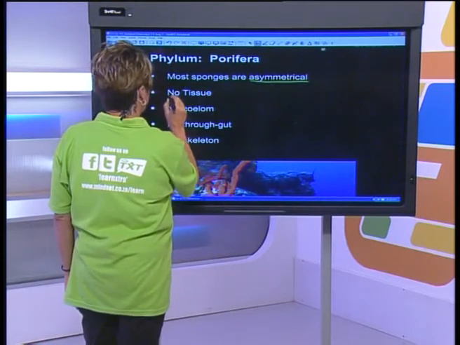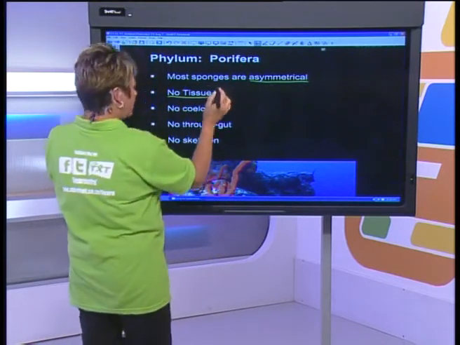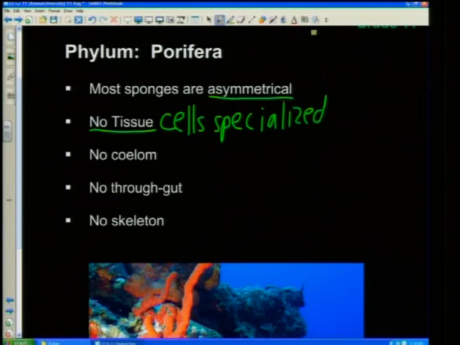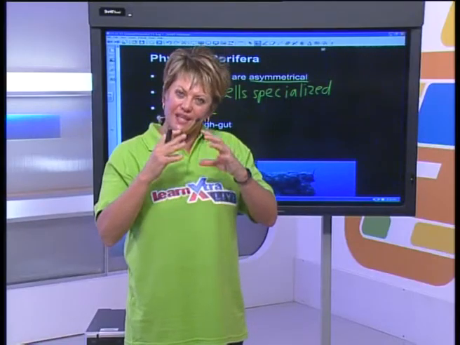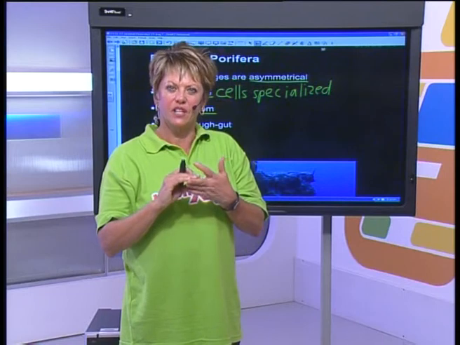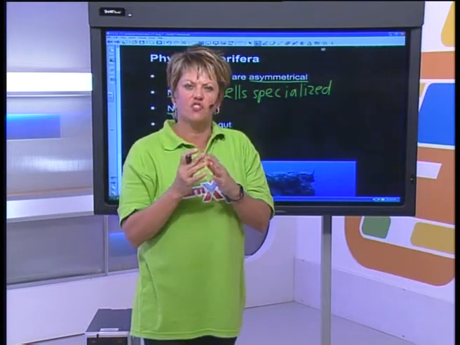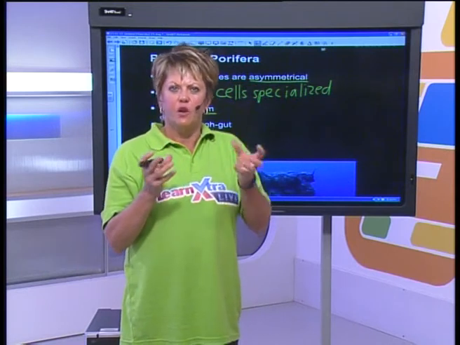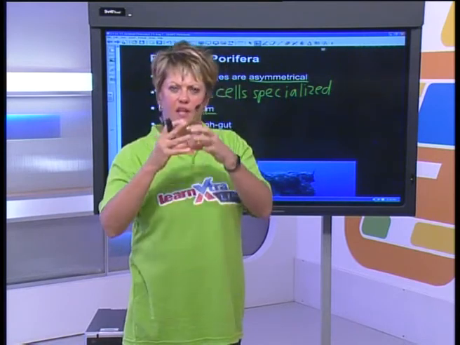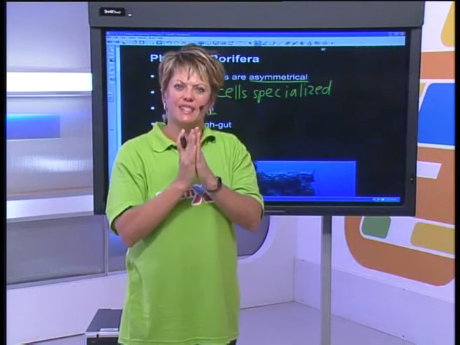The next point: there's no tissue. There are only cells, and the cells are specialized. So there are no tissues and no organs. There's no coelom. I was talking about a cavity, but it's not a coelom. Why is there no coelom? Because there's no ectoderm, no mesoderm, no endoderm. So there's a body cavity. We mainly call that cavity a gastrovascular cavity, which means that there's food in that cavity. There's some circulation taking place. There's a mixture of food and water and gases in that cavity, but it's not a coelom.